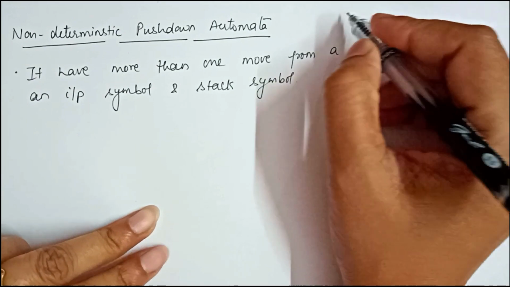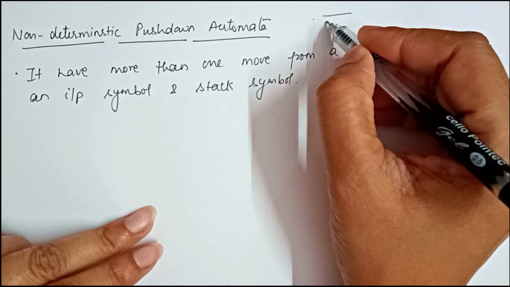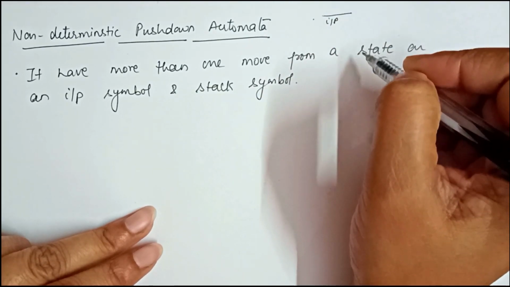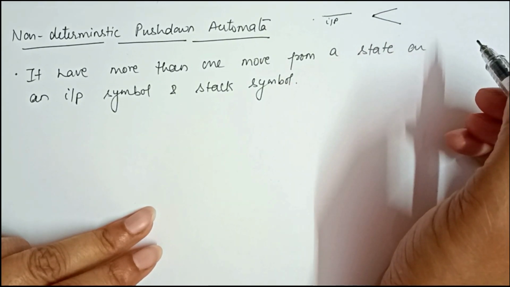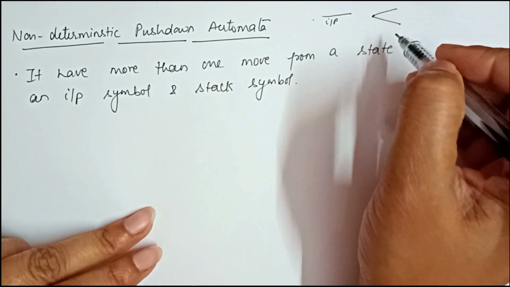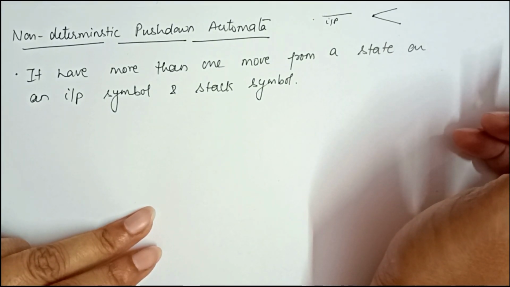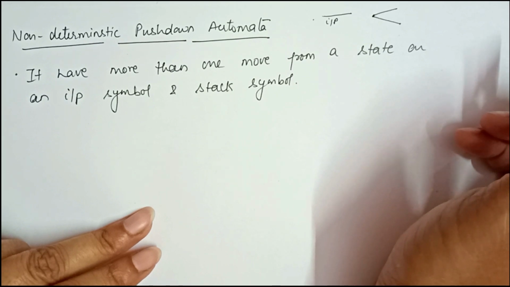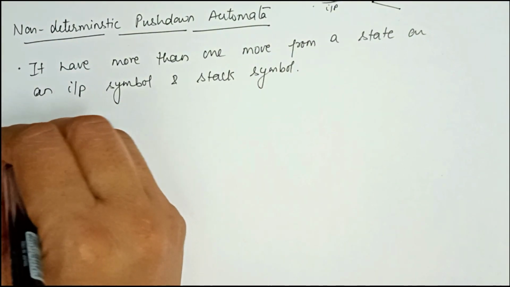In deterministic, we only have one move from a state for any given input symbol, but in non-deterministic, we can have more than one move from a state on an input symbol and stack symbol. So we take one example based on non-deterministic pushdown automata, and this example will come many times in university examinations. The example is that we have to construct a pushdown automata.